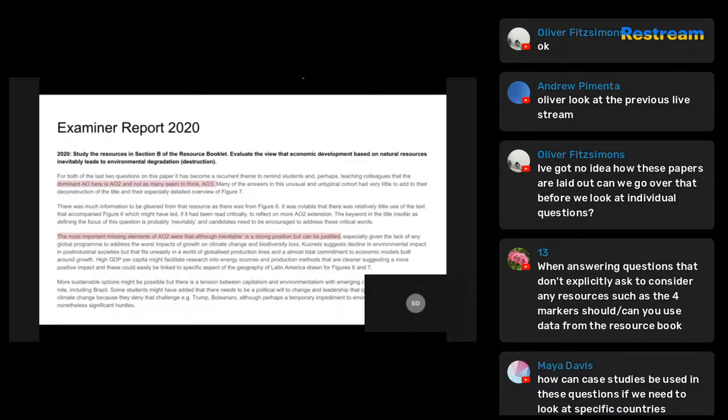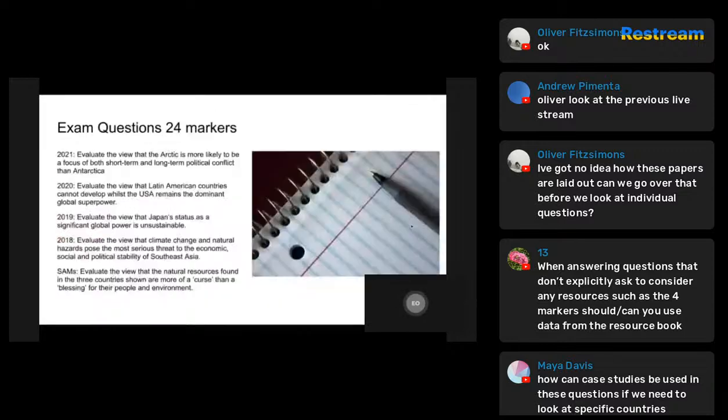Okay, let's move on to 24-marker exam questions. Here is a list of those, so you can have a quick read. Again, what I'd like you to do is let me know in the chat what you think is the common theme in terms of the question, not in terms of the content. What is the key thing that keeps coming up in these questions?